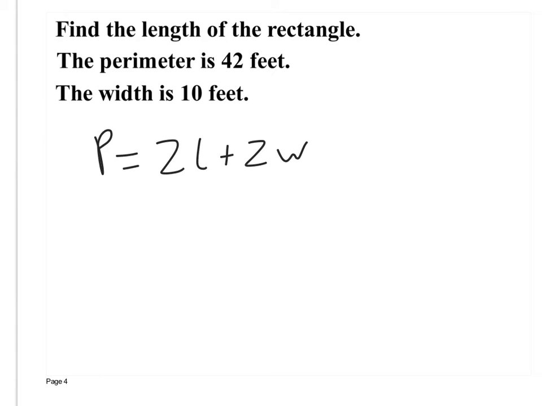Again, always write out formula and then go from there. You can plug in what you know. I know the perimeter is 42. 42, I don't know my length, so I've got 2L there. And I take 2 times my width, which is 10. Right. What's 2 times 10? 20.